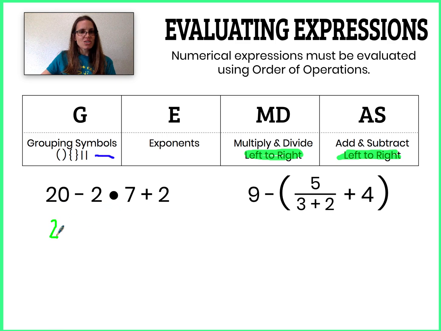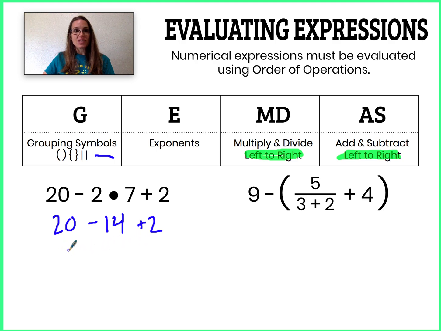So the first thing I need to write on my paper is 20 minus 2 times 7, which is 14, plus 2. No more multiplication and division, so I move on to addition and subtraction. We don't add first, we just add or subtract from left to right in whatever order they occur. So first thing we do is subtract. 20 minus 14 is 6.